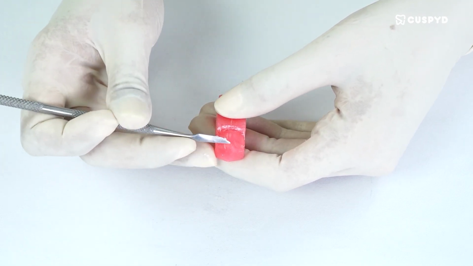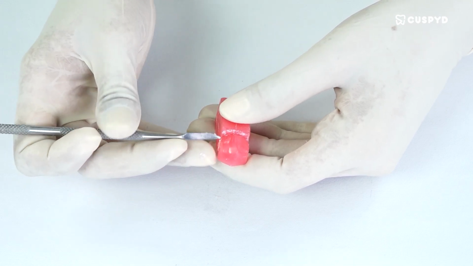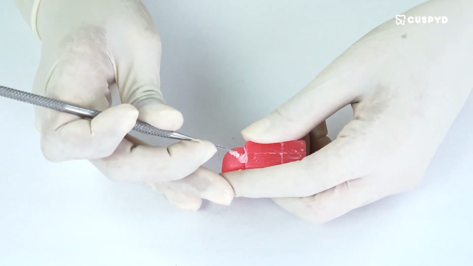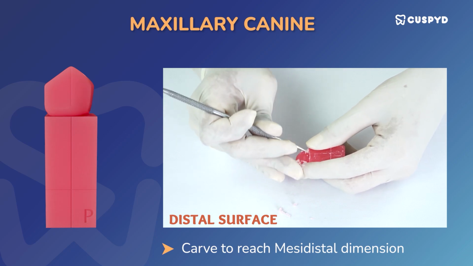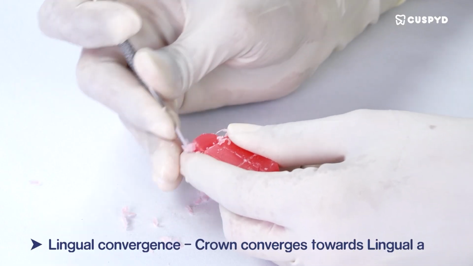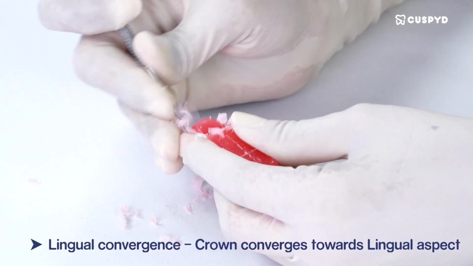After I have finished carving the labial surface, I will continue reducing the length of the mesiodistal. So I have marked the mesial and the distal dimension. I will continue with the lingual convergence. So what is lingual convergence? It is when the crown converges onto the lingual aspect.